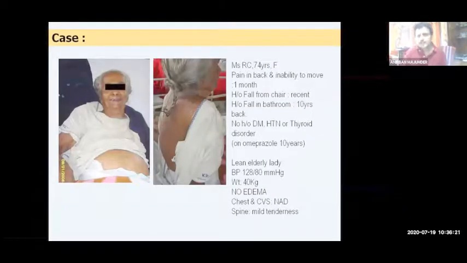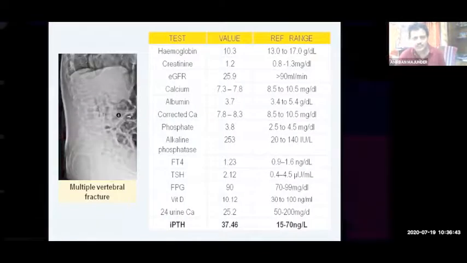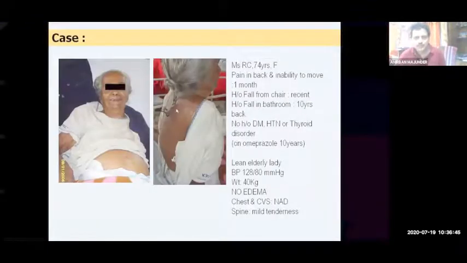This is RC, a 74-year-old female, admitted with pain in the back and inability to move. She had a history of a fall from a chair recently, and she also had a fall in the bathroom 10 years back. Now she was on omeprazole for 10 years, an over-the-counter medication. She is a lean elderly lady and she had some spine tenderness.